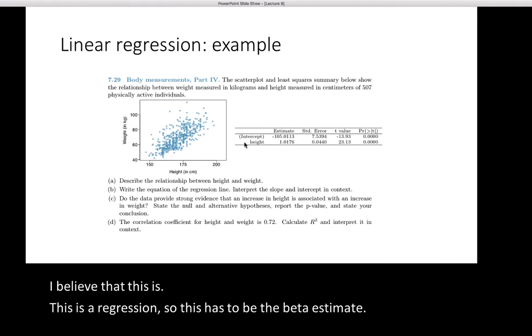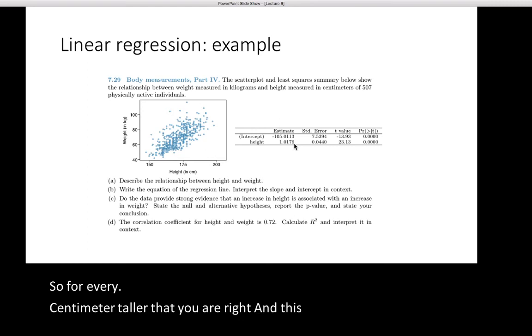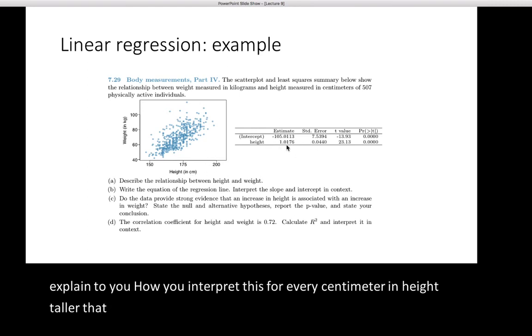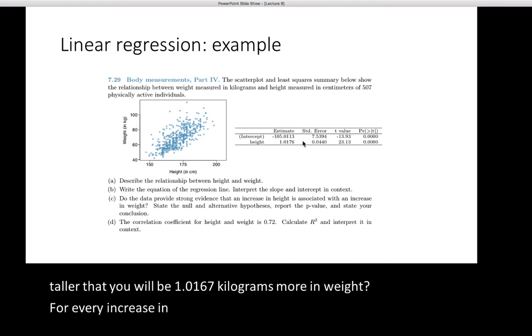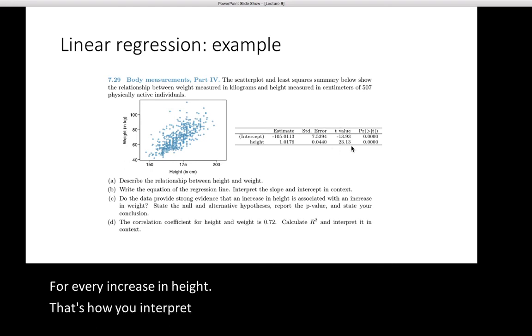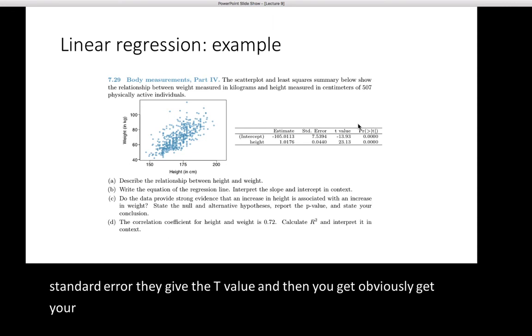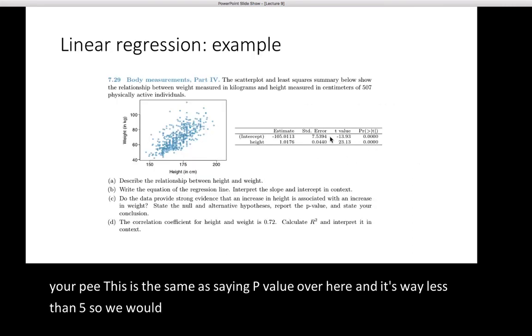So for every centimeter taller that you are, and this is what I was trying to explain to you about how you interpret this, for every centimeter in height taller that you are, you will be 1.0167 kilograms more in weight. That's how you interpret this estimate. Then they also give you the standard error, the t-value, and then you get your p-value, which is way less than 0.05. So we would say this is statistically significant.